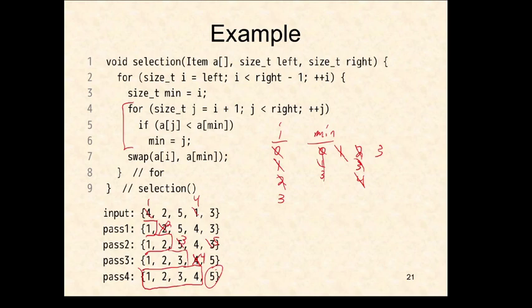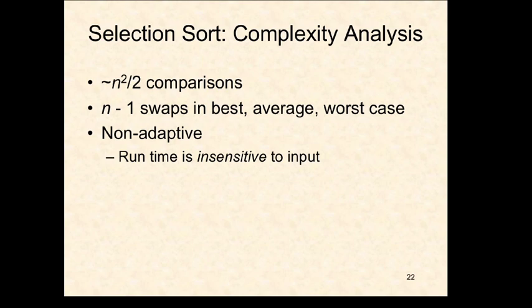Okay, so there's our example of running through selection sort. Let's look at our analysis. So our analysis says it's n squared over 2 comparisons. Well, it's really n times n minus 1 over 2. So it does that number of comparisons every time. It does n minus 1 swaps in the best, the average, and the worst cases. It does not matter. Selection sort, as written, is completely insensitive to input. It always does exactly the same amount of work.